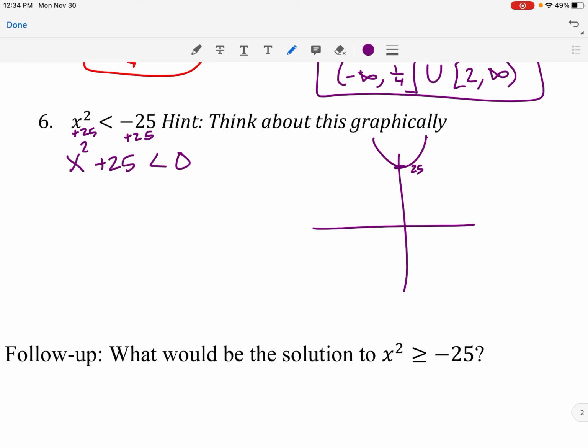So if the question is, where is this less than 0? Basically, I'm looking for where is this below the x-axis? And the answer is never. This would be a no solution situation.